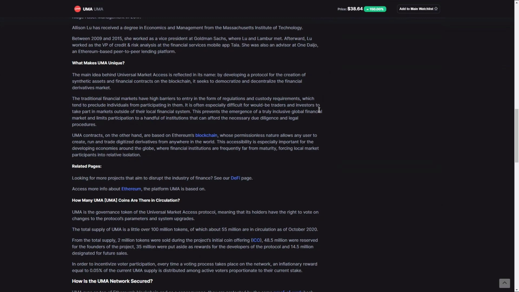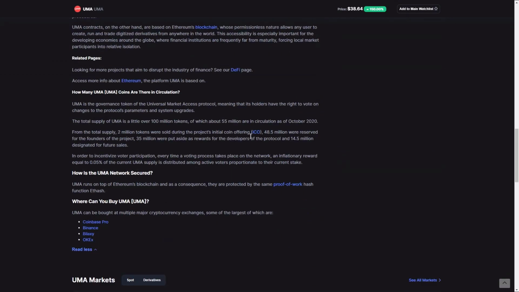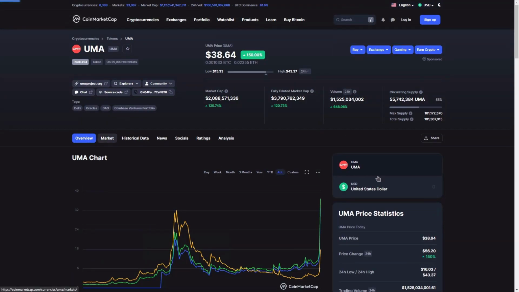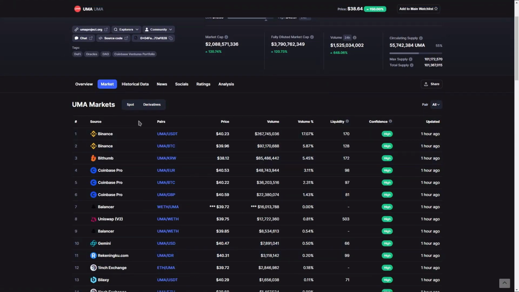In order to incentivize voter participation, every time a voting process takes place on the network, an inflationary reward equal to 0.05% of the current UMA supply is distributed among active voters proportionate to their current stake. Also, here are the top exchanges for acquiring the UMA token.